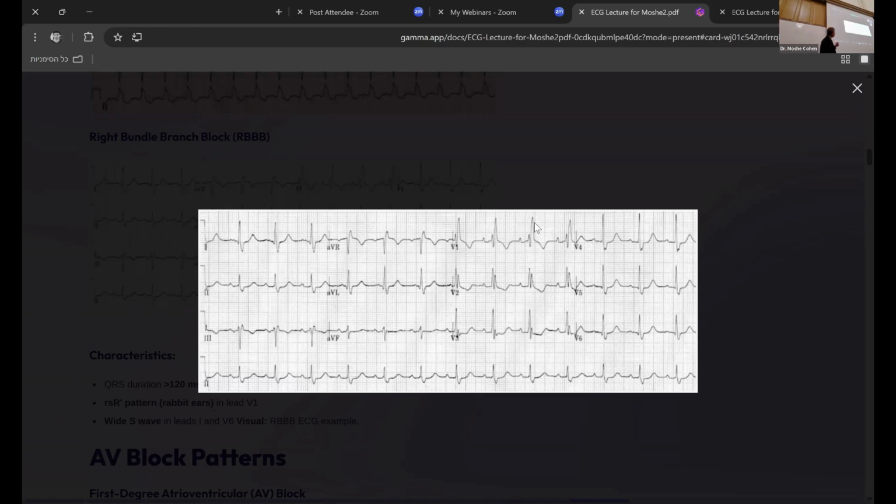Again, rate is normal. Rhythm, sinus. Axis, slight left axis deviation. On V1, I see an RSR complex. That's a diagnosis of RBBB, right bundle branch block.